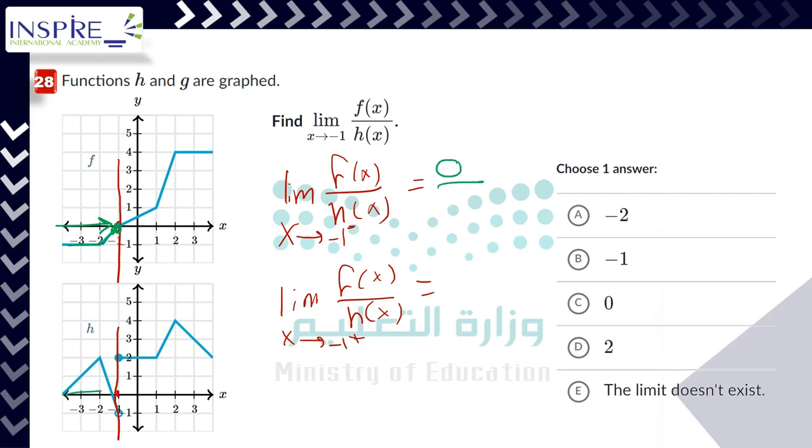What about h? Let's come from the left side. It goes up and then down. It's -1. 0 over -1 is equal to 0. Let's check the right side. Okay, let's check f first. The right side, we will come from here. It's also 0 over. Let's check h. We come from here. It's 2. So 0 over 2 equals 0. Okay, here we have 0, here we have 0, so the limit is equal to 0.